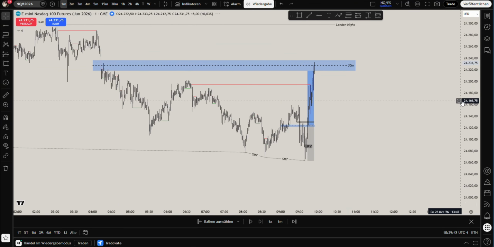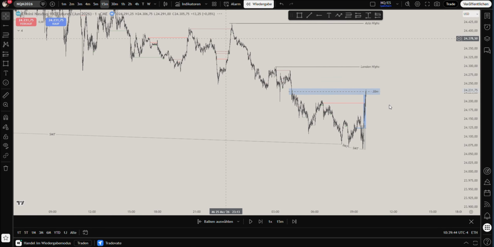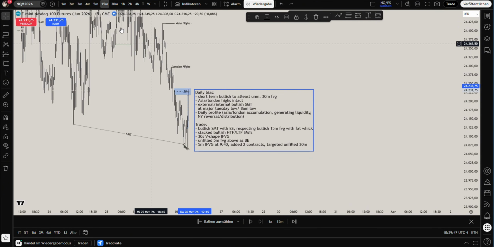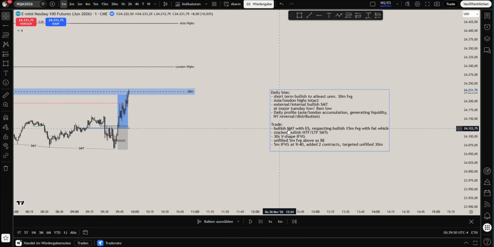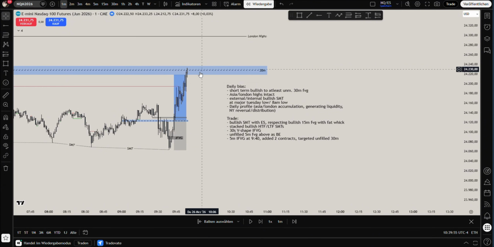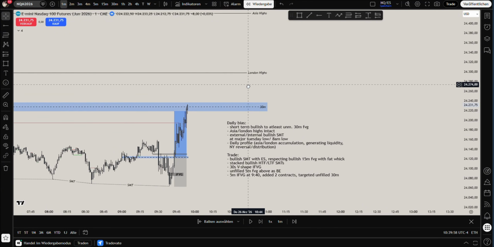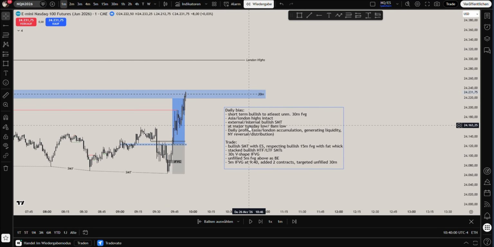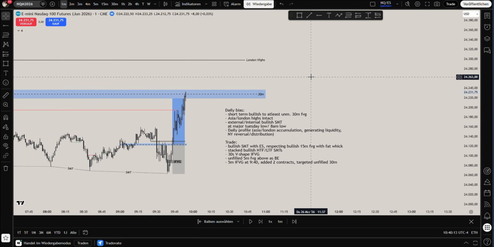I again wrote down some notes for you, so that you guys can get why I took this trade. As I said before, my short-term bias was bullish, at least through this unmitigated 30-minute gap, because we had Asian and London highs still intact. We also had an external and internal bullish SMT with this major low from Tuesday and this 8 a.m. low. It also matches our daily profile, with Asia and London session accumulating and generating liquidity. And we then expect New York to distribute and put in the reversal.